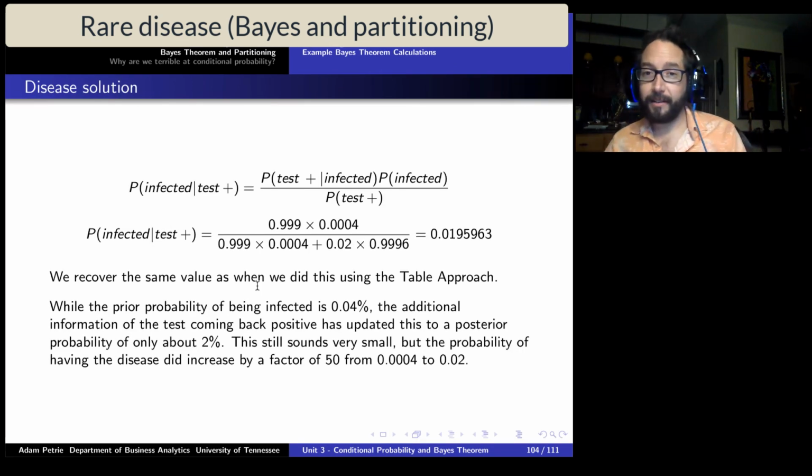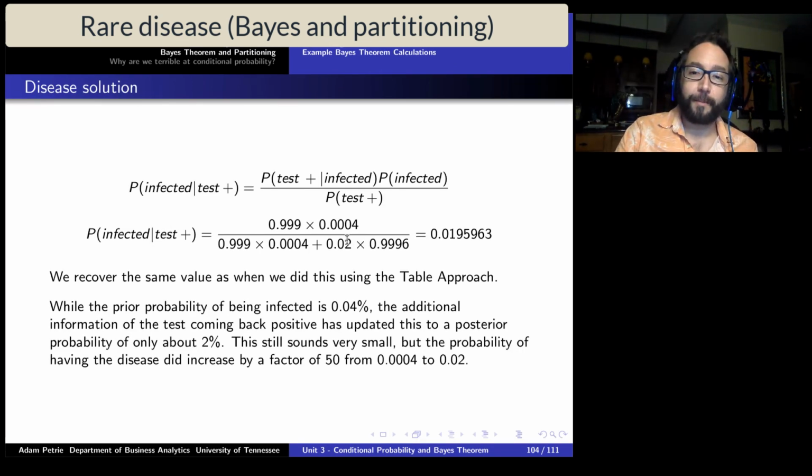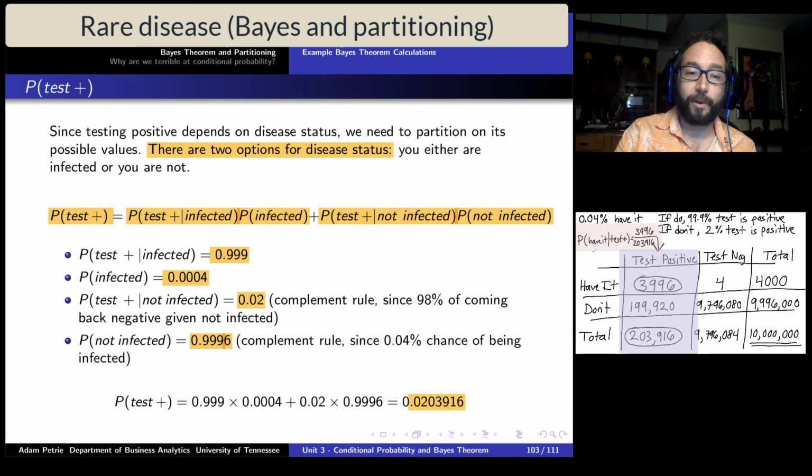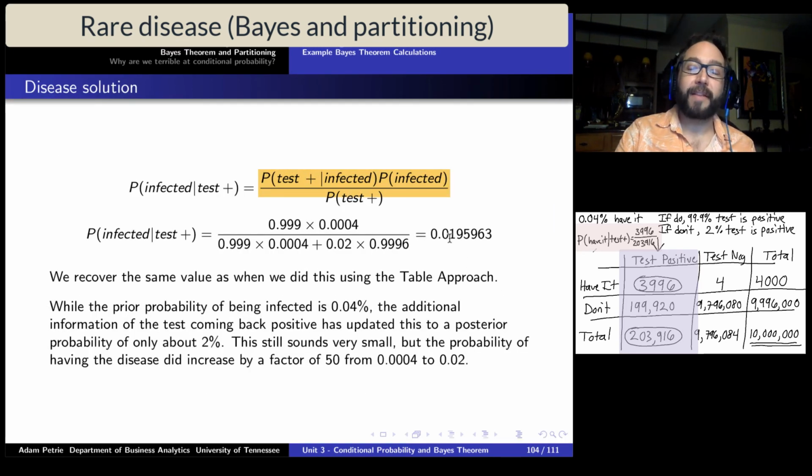Let's put them all in the relevant parts of that equation and come up with our answer. So Bayes' theorem, we already knew what the top two numbers were in this equation, plugging those back in and then plugging in the probability that a test comes back positive, that 0.0204. We recover that number that was slightly less than 2%, the same thing that we got back in the table approach here. And so that positive test result didn't really mean much. And the reason why it doesn't mean much is because that disease is just so exceedingly rare. Our prior probability was 0.04%. Sure, it increased by a factor of about 50 up to 2%, but it's still really quite unlikely to have it.